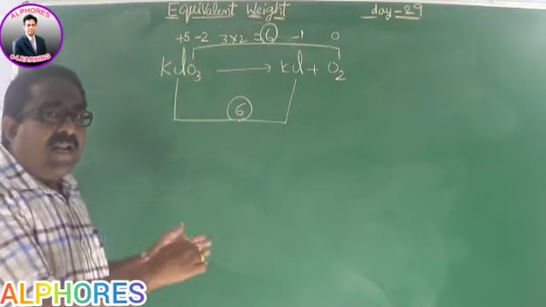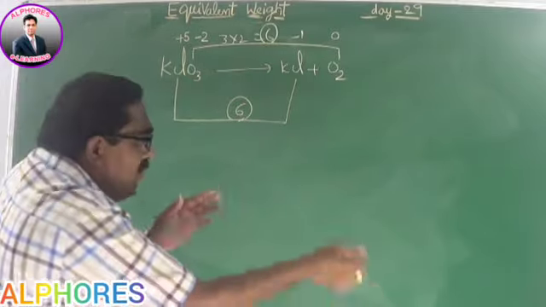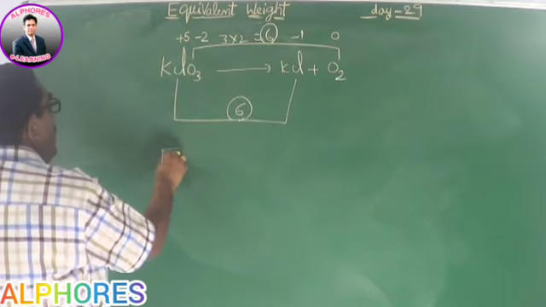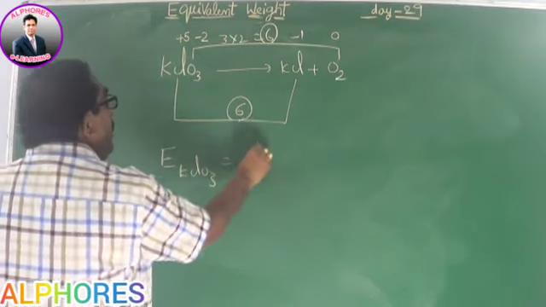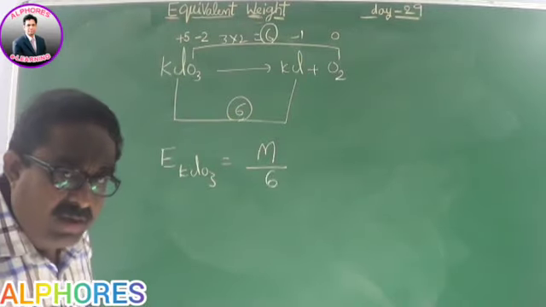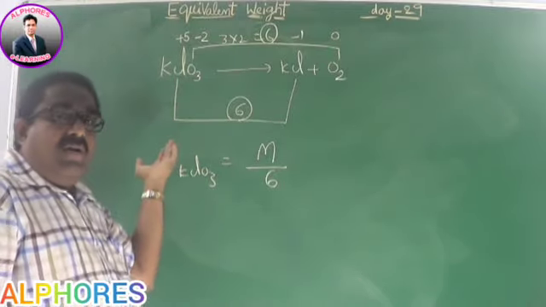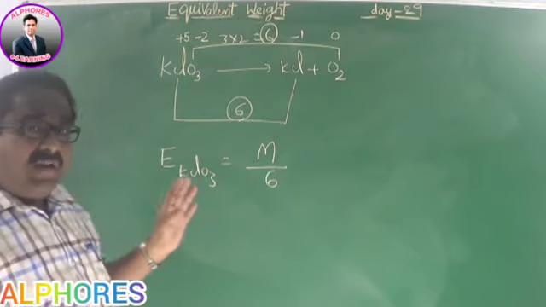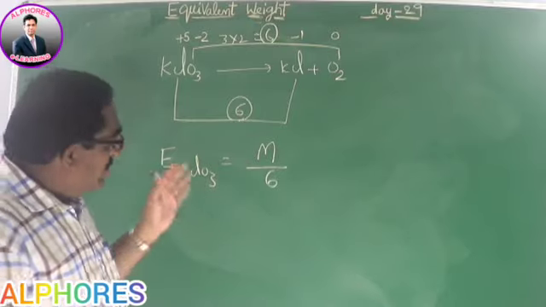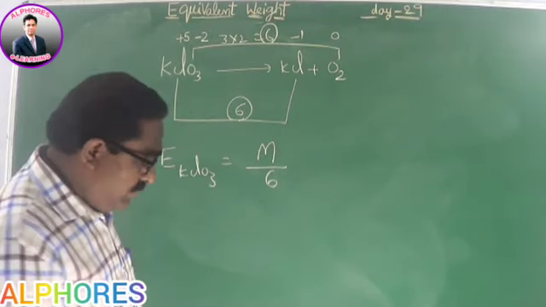Concentrate, students. The transfer of electrons is 6 between oxidant and reductant, that is, between chlorine and oxygen. So, to calculate the equivalent mass of potassium chlorate, we have to go molar mass divided by 6, because for 1 mole of it, the number of moles of electrons transferred from oxidant to reductant is only 6. So you should fix the n factor as 6. So the equivalent mass is equal to formula mass divided by 6. You should go for this for an intramolecular redox reaction.